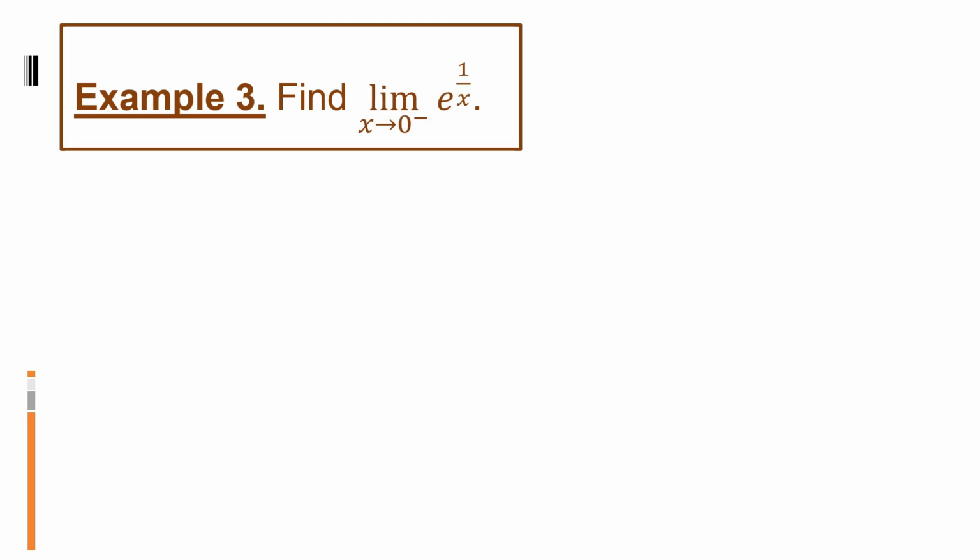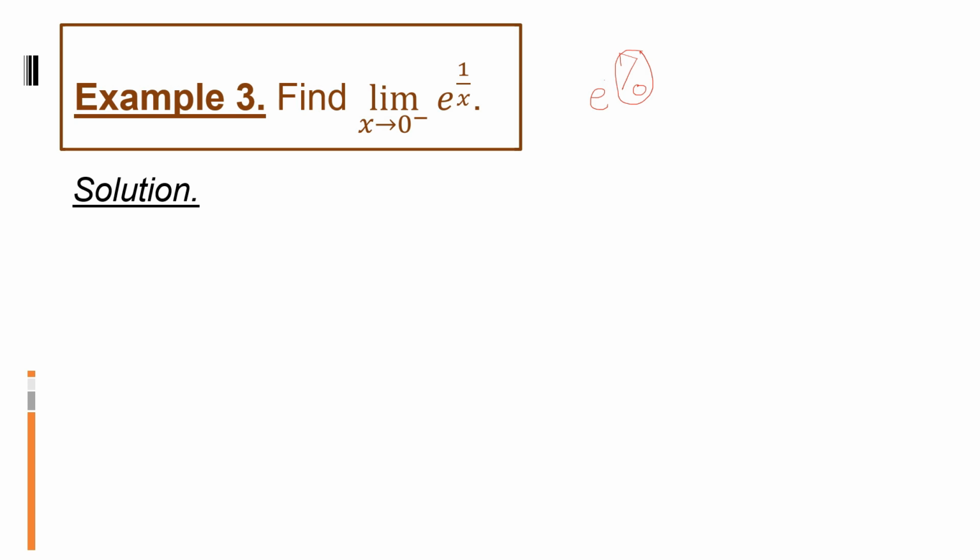Let's find the limit as x approaches 0 from the left of e raised to 1 over x. So since 0 naman yon, pwede nating i-substitute. So we have e raised to 1 over 0. The problem is 1 over 0 is undefined. So hindi pwede. So how will we answer that?